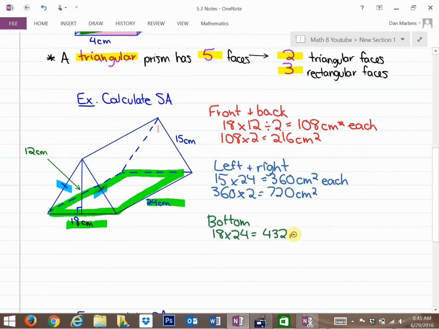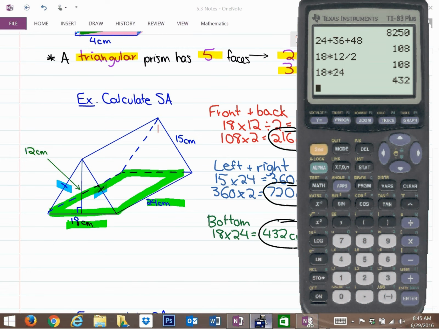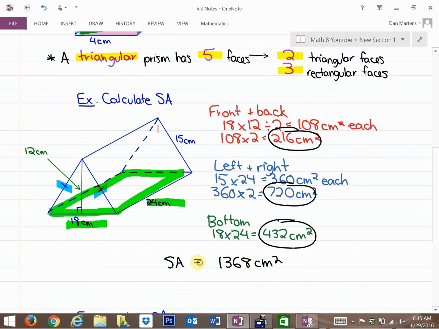So now we have calculated, and let me circle them in black, the front and back triangles, the left and right rectangles, and the bottom rectangle, and if we add all of those up, because surface area is the sum of the areas of all the faces, we get 1,368 centimeters squared. That is the total surface area of this particular prism.